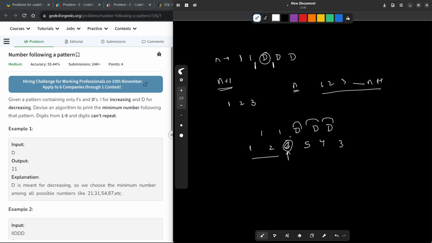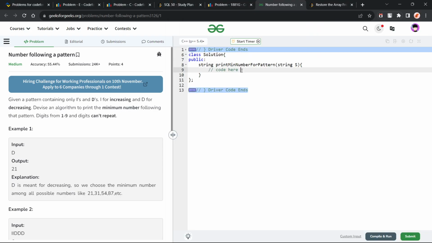So basically what you can do is, whenever you encounter a D, first of all you place a 1 at the starting position, you keep on increasing till you get I. As soon as you encounter a D, you just count the number of D's and then place the numbers accordingly, right? So this could be one way of solving this problem. Let me try this out.